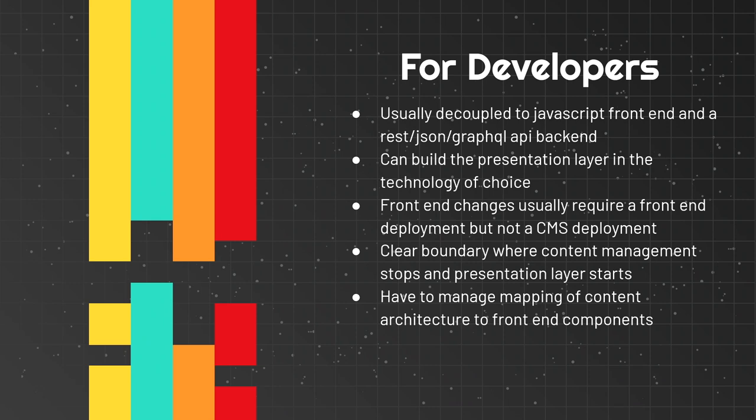We still have that clear boundary where content management starts, and you're going to have to manage mapping of content between your API and your front end. So you just have to make sure that you have a good content architecture and a good representation of that in your front-end components so that you're fully building out your components to match the features that are available from the API.